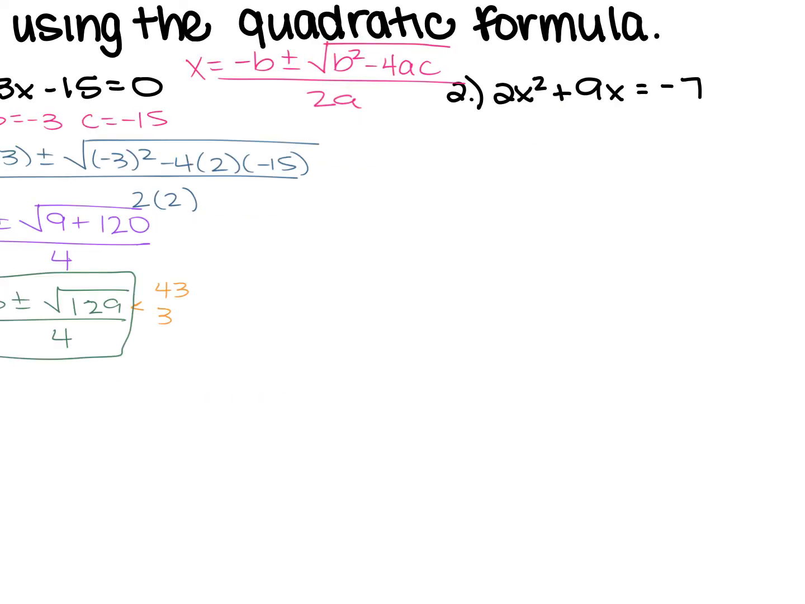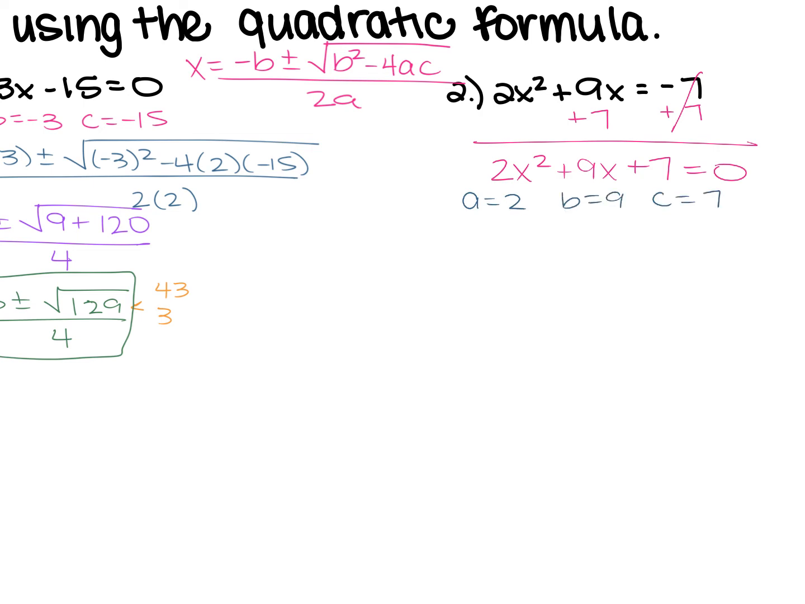For number 2, you're given 2x squared plus 9x is equal to negative 7. All of your terms are not on the same side, so you want to move that 7 over first by adding it to both sides. That's going to give you 2x squared plus 9x plus 7 is equal to 0. Your A is 2, B is 9, C is 7. So this is going to give us x is equal to the opposite of 9 plus or minus the square root of 9 squared minus 4 times 2 times 7 all over 2 times 2.